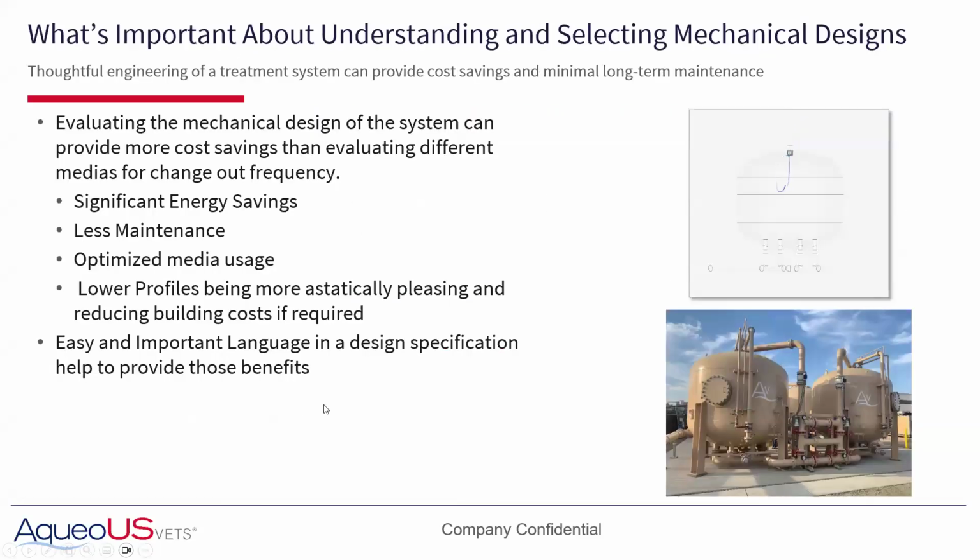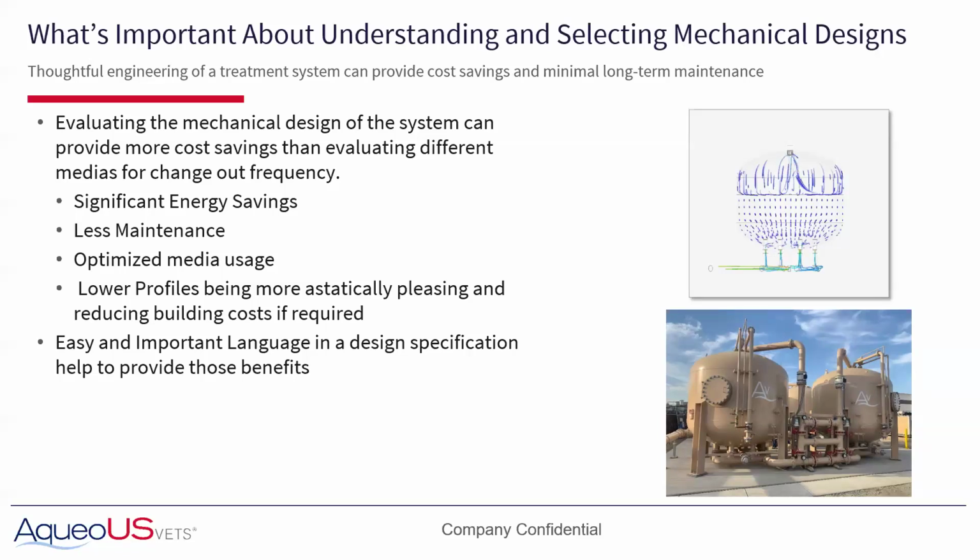So what's important about selecting the design? You've got to evaluate the design from a cost saving standpoint, and then evaluate the different media. It's not as simple as just using the same design for each media. There are distribution systems that need to be taken into account. You can look at these designs in terms of energy savings, maintenance costs, and optimized media usage.